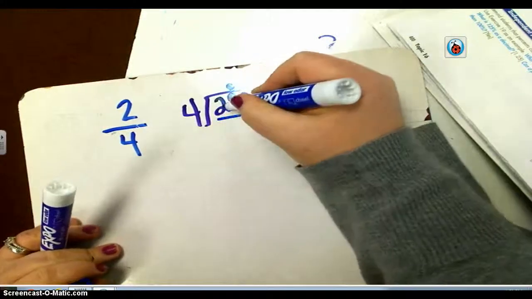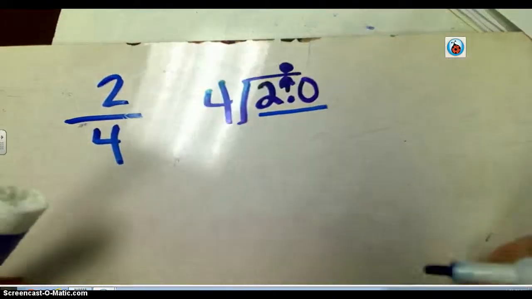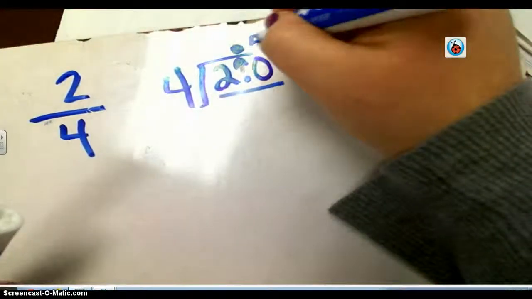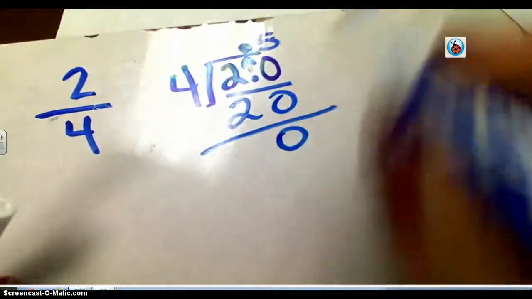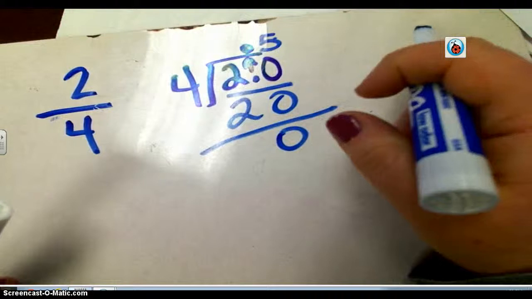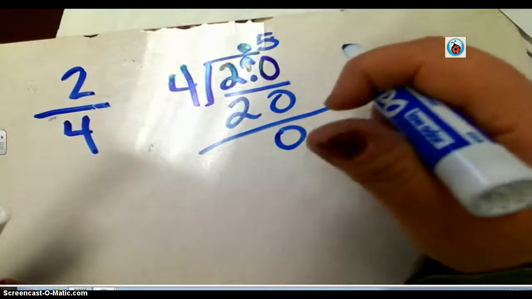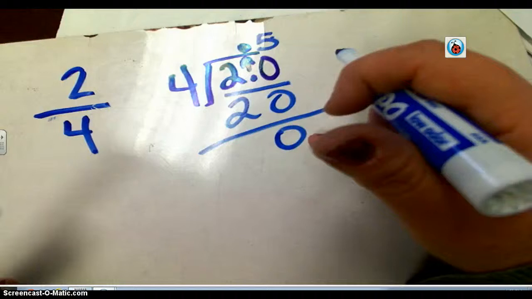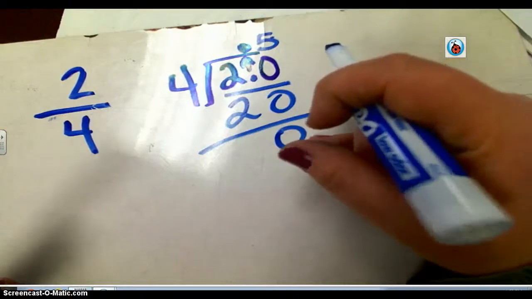I'm no longer looking at this as 2. I'm now looking at it as 20. 4 times what gives me 20? 5. 5 times 4 is 20. 0. Since I have a 0, do I need to bring anything else down? No. The only time I would have to add another 0 is if I had a remainder. Okay, I cannot have a remainder when I'm dealing with decimals.